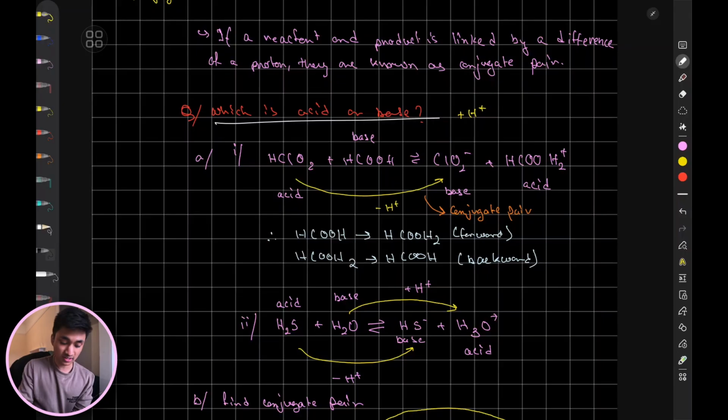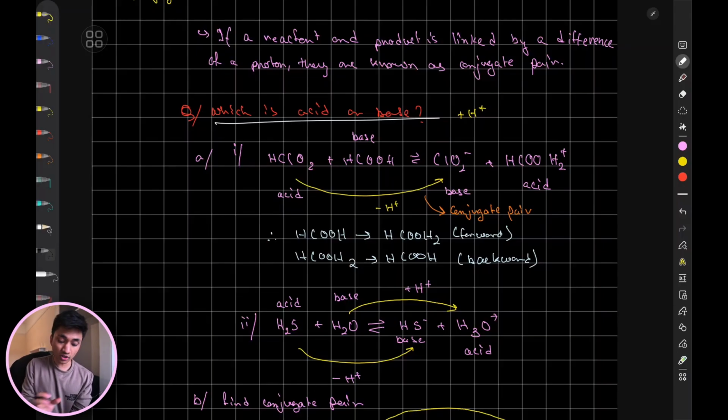Now let's see what the reaction is. We have chlorous acid, you have methanoic acid. And as the product, you have what? Chlorate ion? What is this called? Probably chlorate ion. So you have formed this as a base, and the other product is an acid. Okay, HCOOH2+. It has gained an H+.